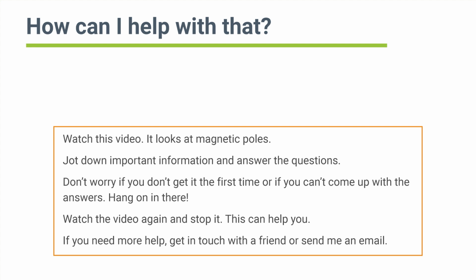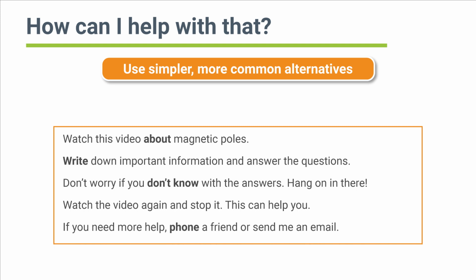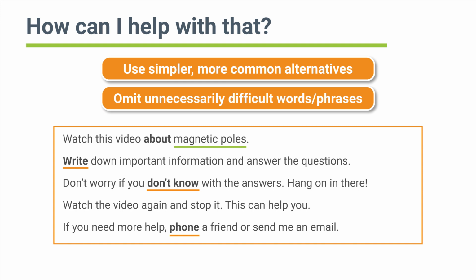To help your learners, you can use simpler, more common alternatives. Instead of jot down, for example, you can use write down. Instead of can't come up with, you can use don't know, and for get in touch with, you can use phone. Of course, there will be some cases where it's the language of the curriculum that you're trying to teach your learner, so you won't be able to grade this. For example, magnetic poles. In some cases, you may want to omit unnecessarily difficult words or phrases altogether. For example, hang on in there doesn't give us any extra information in this instruction, as we already have don't worry at the beginning of the sentence.